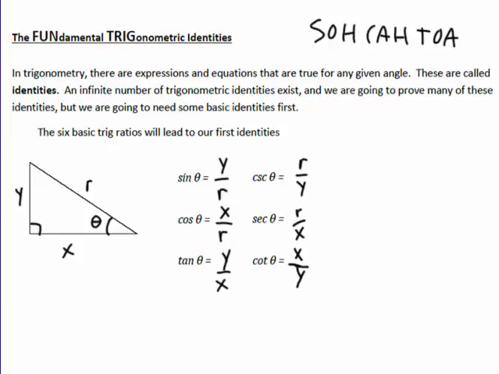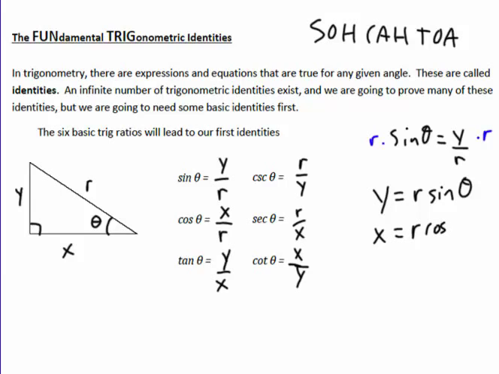But let's look at any one of these identities, and I'm just going to look at the sine equation. Sine could also be solved for y. If we wanted to take sine theta equals y over r, we could solve this for y. Just multiply both sides by r, and we get an equation that y equals r sine theta. Now we can see the algebra. X would be r cos theta.